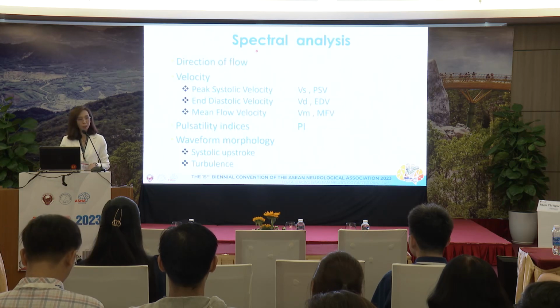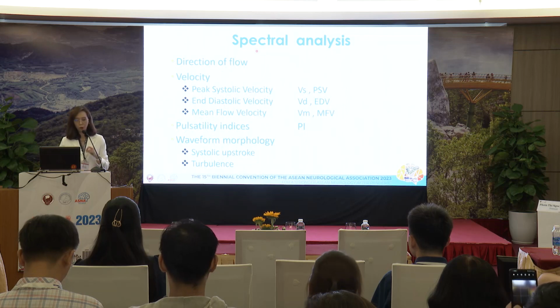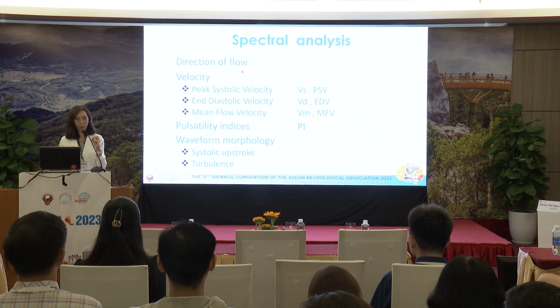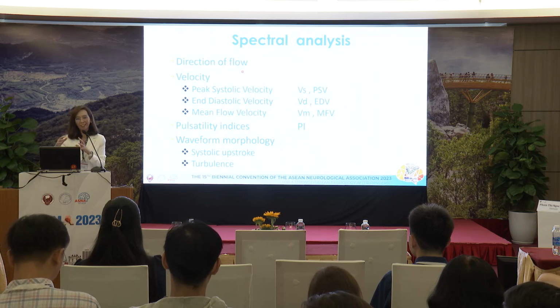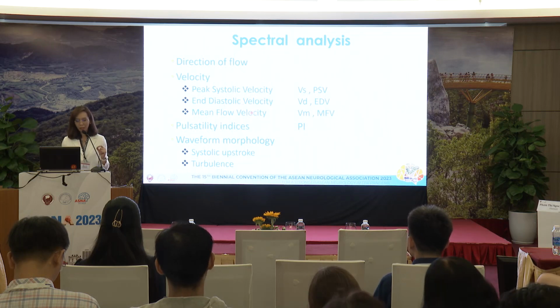So how can you interpret the results of the TCD findings? Of course we will look at the spectrum, right? We look at the direction of flow, whether it's going in the direction that it's supposed to go, like MCA should be coming towards the probe, ACA should be going away from the probe, those kinds of things. And next is the velocity. We would measure the peak systolic velocity and the diastolic velocity, and we'll calculate the mean flow velocity. The machine would calculate it for us.